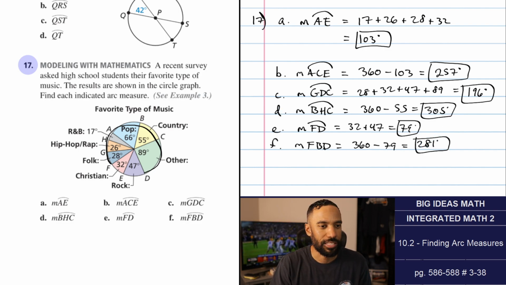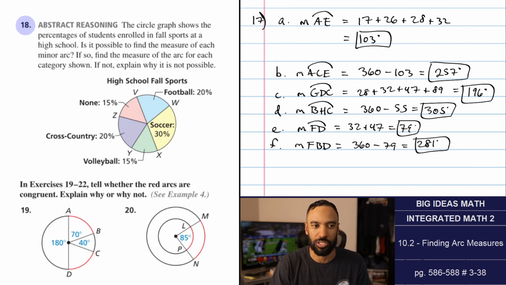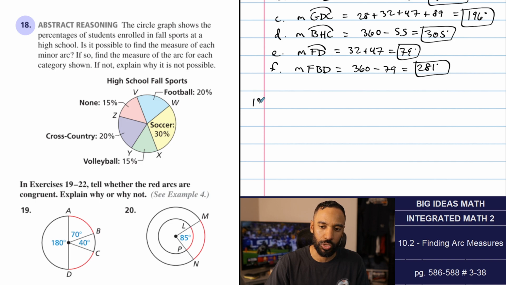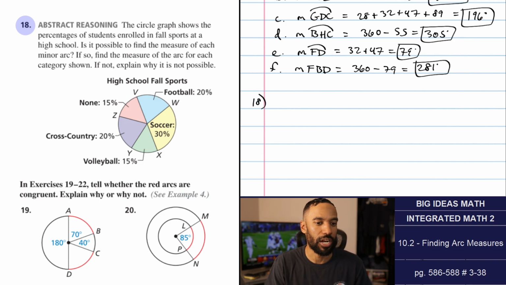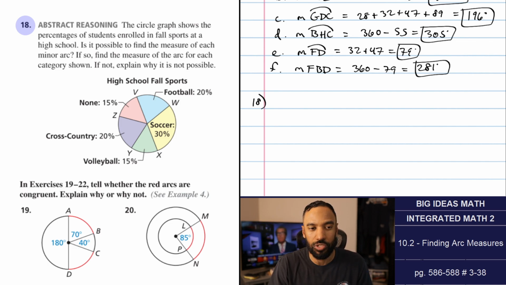Okay. All right, that's number 17 on modeling with mathematics. Let's go to 18 on abstract reasoning. It's another survey. I don't know what we're going to do with it because we're not modeling with mathematics. Now we're abstract reasoning. The circle graph shows the percentages of students enrolled in fall sports at a high school. Is it possible to find the measure of each minor arc? If so, find the measure of the arc for each category shown. If not, explain why it's not possible.